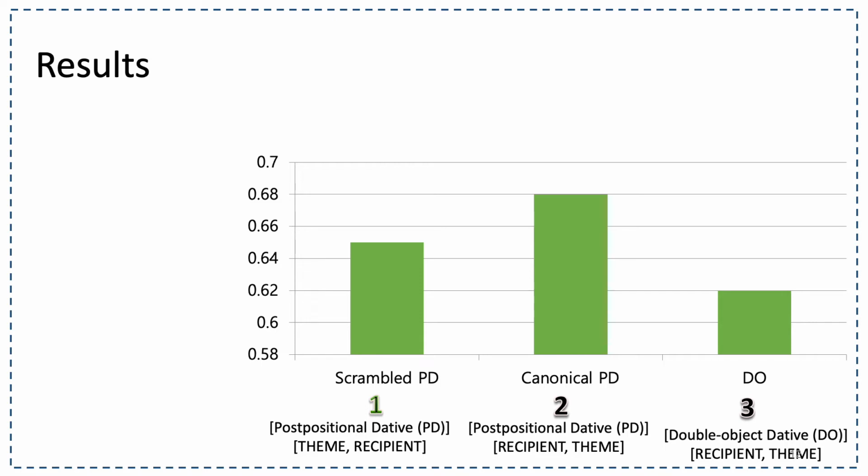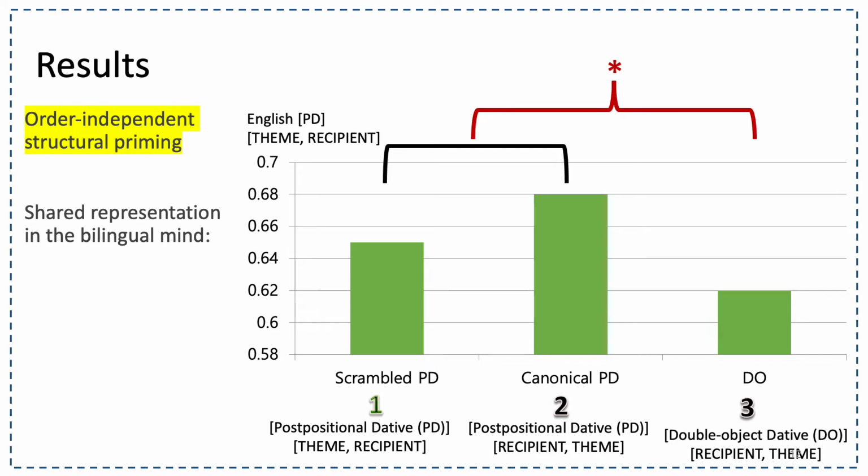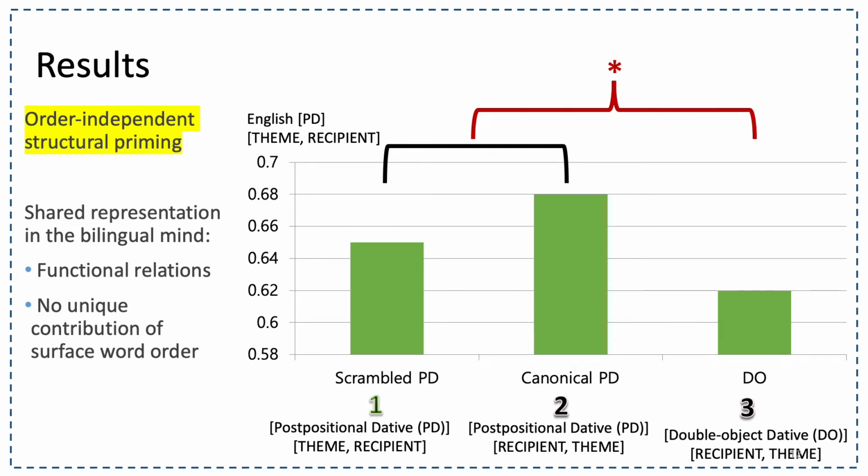Here are the results. The x-axis represents the conditions 1, 2, and 3, and the y-axis represents the percentage of English PD production. The statistics show that there is no difference between 1 and 2, but there is a significant difference between them and 3. So it shows order-independent structure priming, providing support for shared representation in the bilingual mind. Specifically, the shared information is structure, functional relations. There is no unique contribution of the surface order.